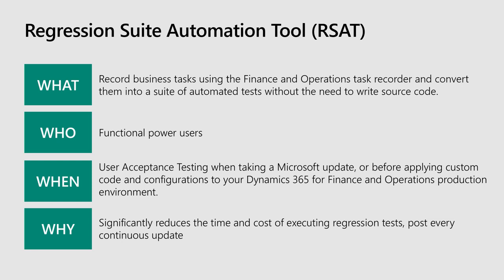Who is it targeted for? As I mentioned, functional power users. When should you be using it? Now, you can use it as part of user acceptance testing every month when you take the continuous update. So in this case, you have to take at a minimum only 2 updates per year, but you might choose to take every continuous update that Microsoft is releasing. If yes, you can utilize this tool to test the update first with your customizations, with your ISV solutions, or you could also utilize this when you actually apply a customization before you promote it to production.